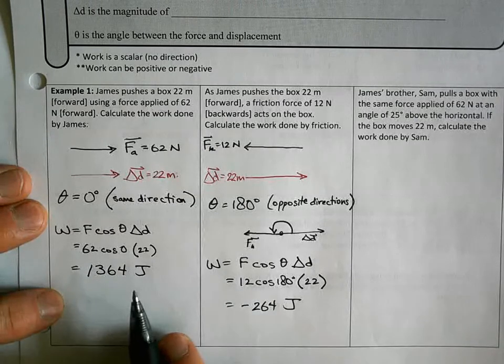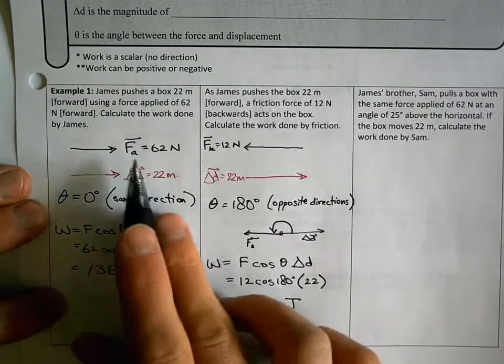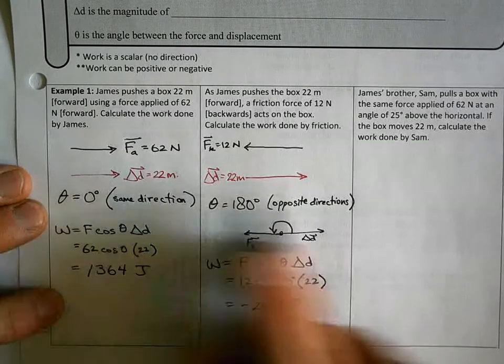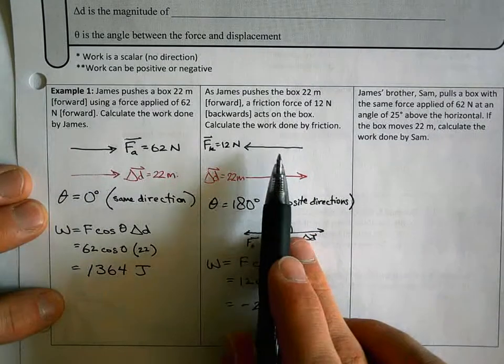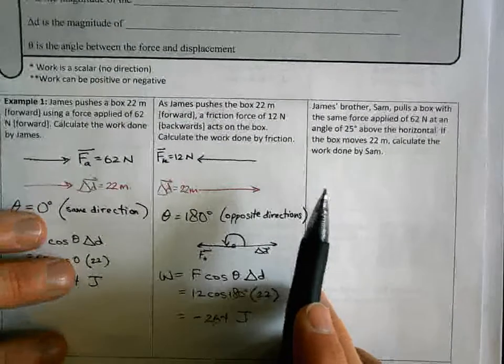So there's a difference between positive work and negative work. Positive work is when these two vectors are in more or less the same direction, and negative work is when these two vectors are not in the same direction. Now we're going to get some in-between cases.